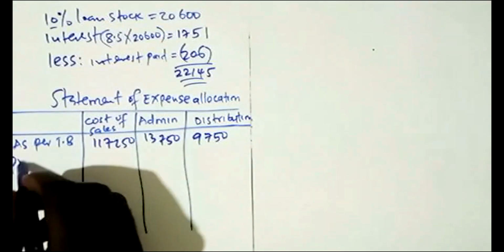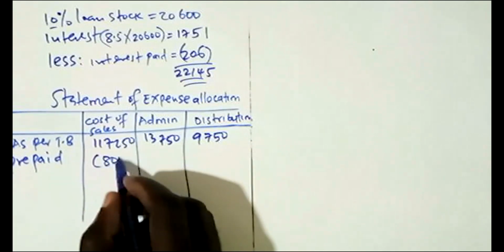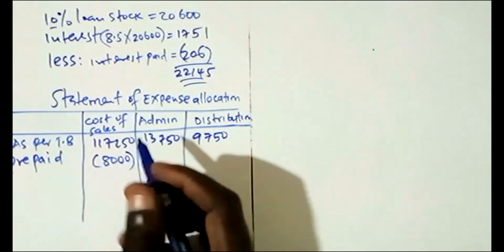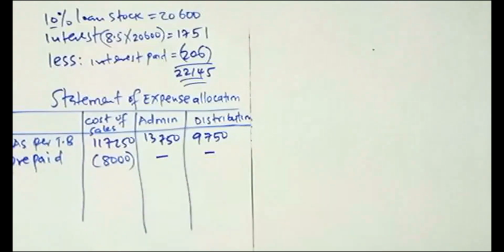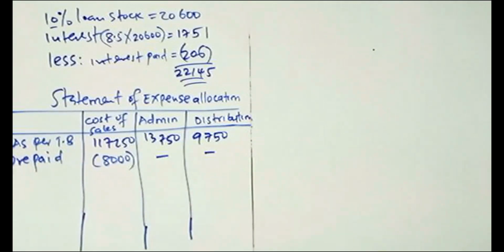Prepaid amount. The prepayments, you always know that prepayment you deduct from the relevant expense. If it's accruals, you add.